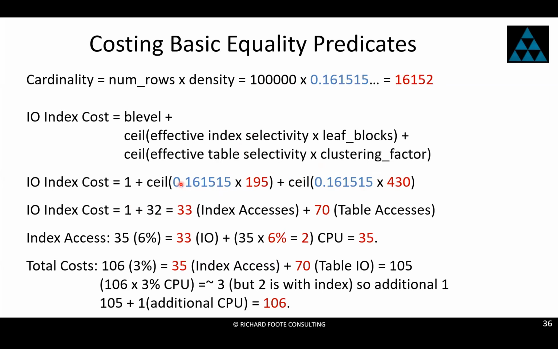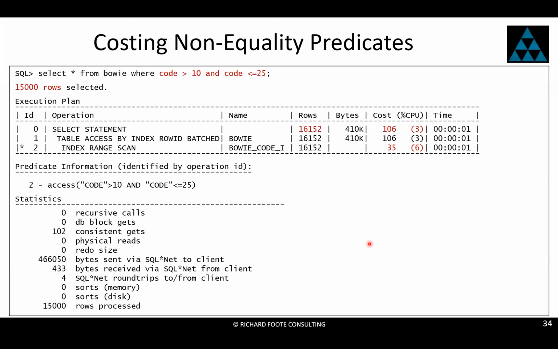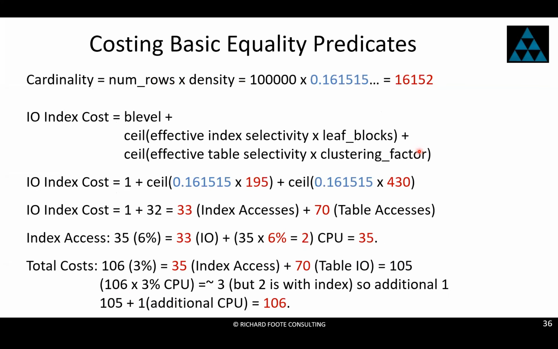So just note that this percentage of 195 plus the 1 for the B level, it's not an equality predicate, so I'm going to include the B level this time, equals 33. But the cost of the index access was 35. So 33 is IO, but 6% is CPU. 6% of 35 is roughly 2. So 32 of it's IO, 2 is CPU. That's where we get the cost of 35. So if I go back, that's where this cost of 35 comes from, 6% of which is CPU.